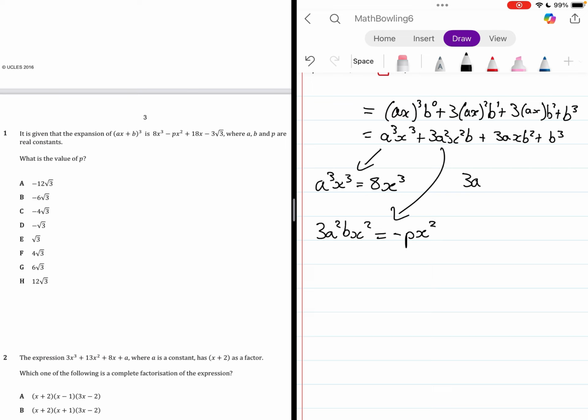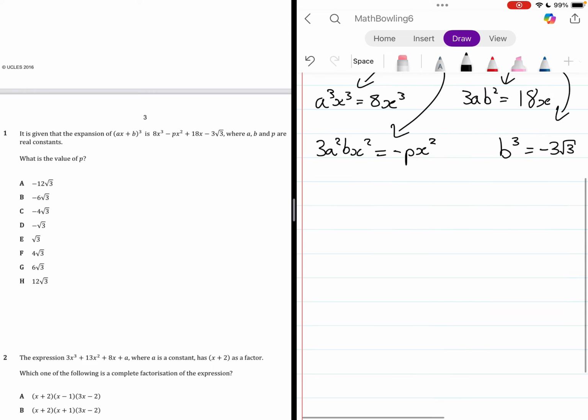I brought the p before the x, it's nice to have all the constants on one side, isn't it? 18x, that's that one, and then b^3 equals negative 3 root 3. So the one of these that we can solve straight away is b^3. All we have to do is cube root both sides.